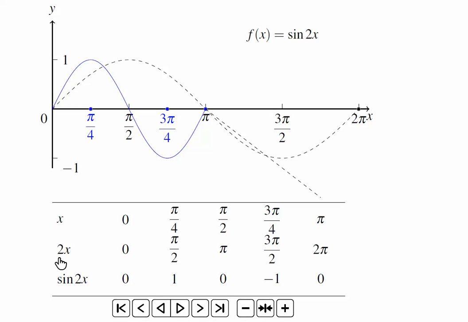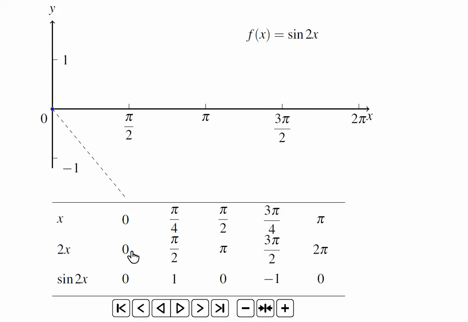When this big quantity 2x chooses these 5 values, what we have is 0 for sine. And then when the big value chooses pi over 2, you reach the maximum value for sine, which is 1. But x is only halfway to pi over 2. So when x chooses pi over 4, sine 2x can already reach the maximum.